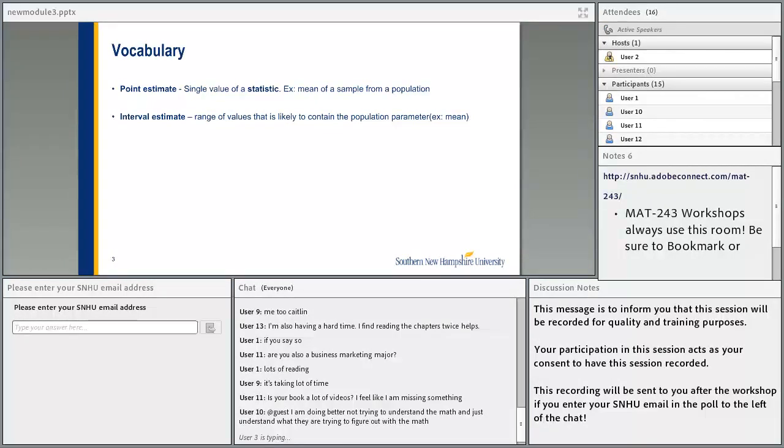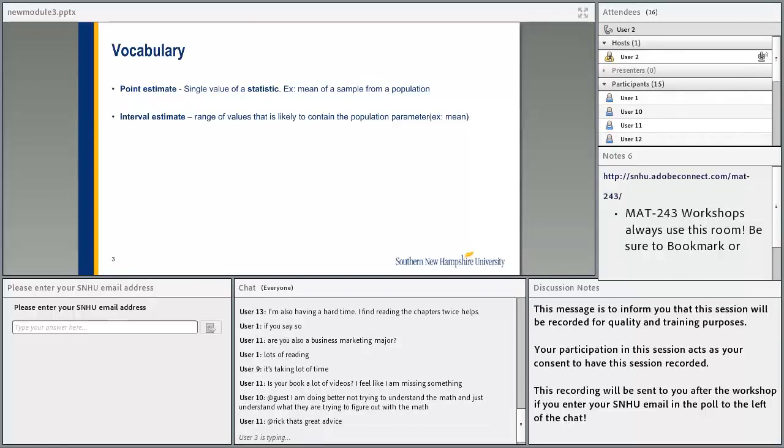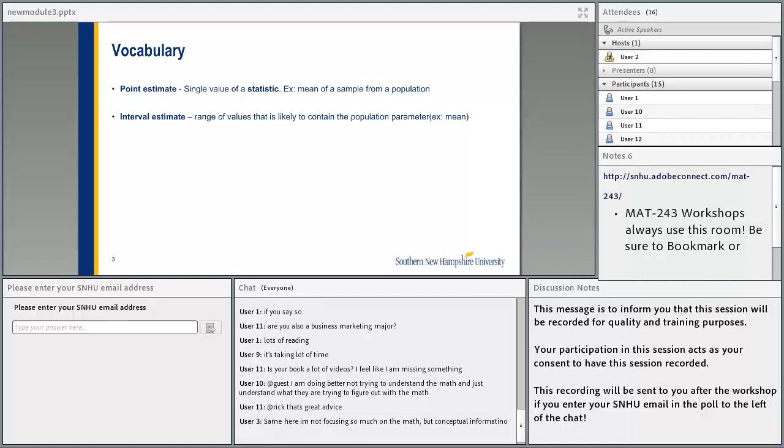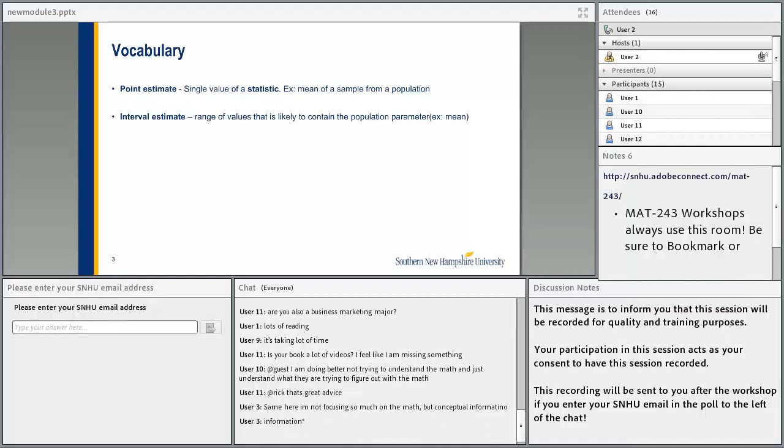So a couple of quick definitions. What's a point estimate? It's a single value of a statistic, for example, the mean of a sample from a population. Interval estimate is the range of values that is likely to contain the population parameter, or the mean. And that's what we're going to be doing tonight. We'll look at how to find an interval estimate, how to find the confidence interval, which will contain the population's mean or the proportion.